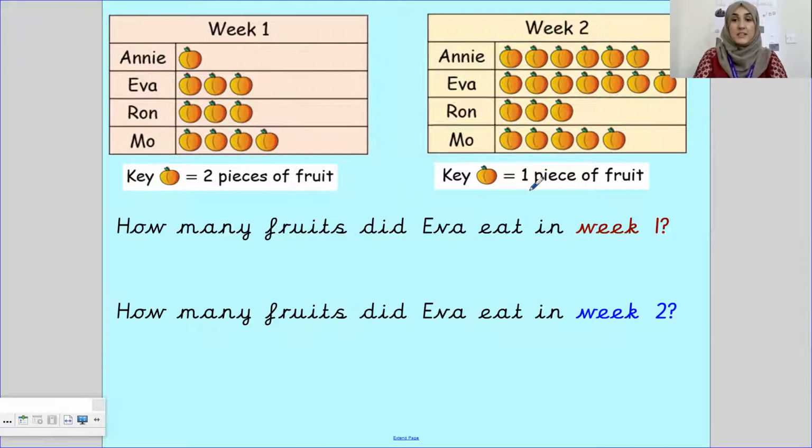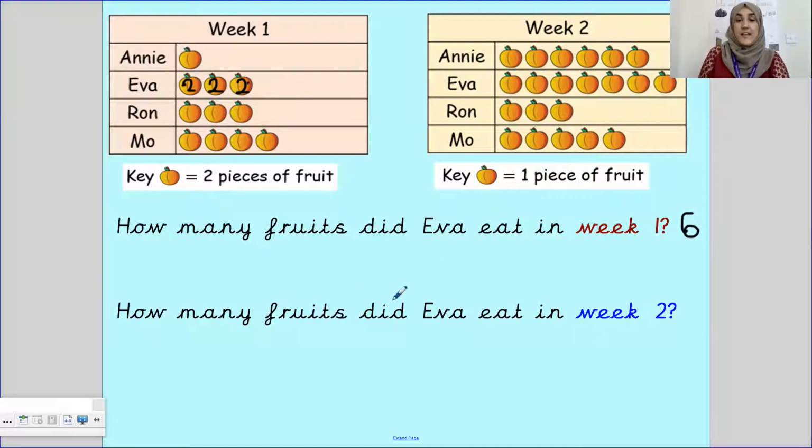Okay, using the same tables, let's answer the next set of questions. It says, how many fruits did Ava eat in week 1? So I know that this is week 1 on my left-hand side, and it's asking how many fruits did Ava eat. Here is Ava. I'm looking at the key. It says 1 peach or 1 orange or whatever fruit that is equals 2 pieces of fruit. So that equals 2 and that equals 2. Now I can count all together. 2, 4, 6. So Ava ate 6 pieces of fruits in week 1.